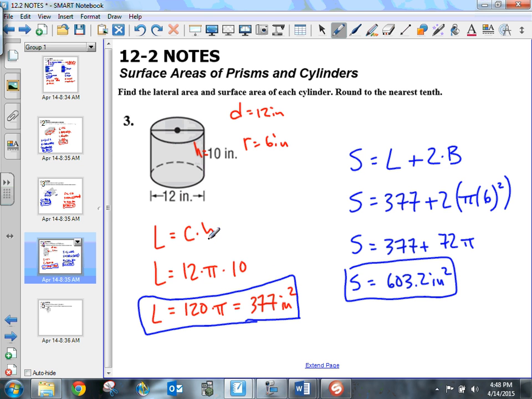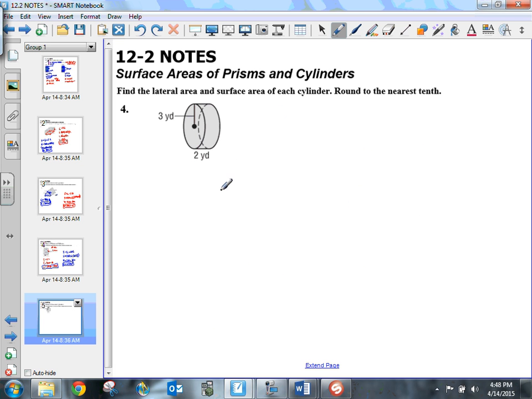Okay, so guys, as long as you can identify your formulas and use your formulas in this, then this is pretty easy. I will go ahead and say that in number 4, your lateral area, you should get 37.7 yards squared. Okay, in your surface area, you should get 94.2 yards squared. Okay, so go ahead and work through those.